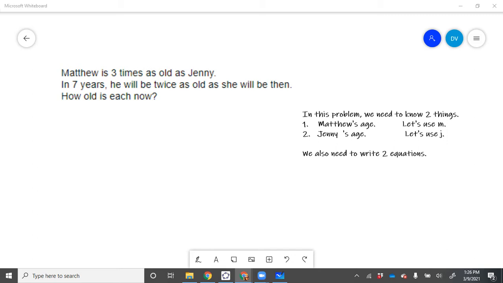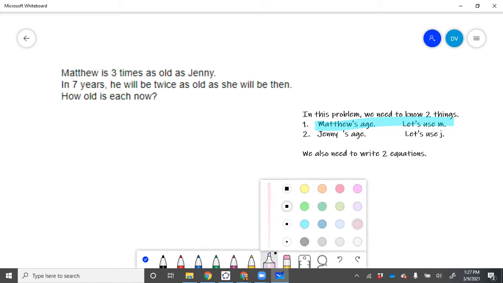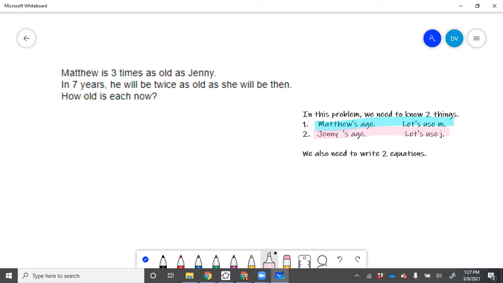Okay, so this problem says Matthew is 3 times as old as Jenny, and in 7 years he will be twice as old as she will be then. The two things we want to find are Matthew's age, let's find that with an M in blue, and let's use pink maybe for Jenny's age, and we'll use the letter J. So let's say the first equation, we're going to get it from this sentence here.